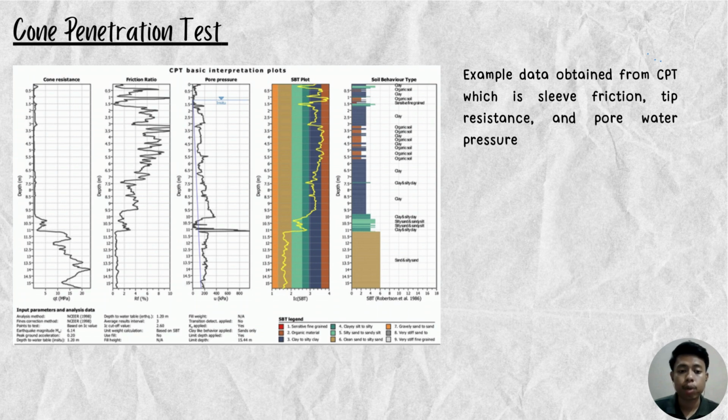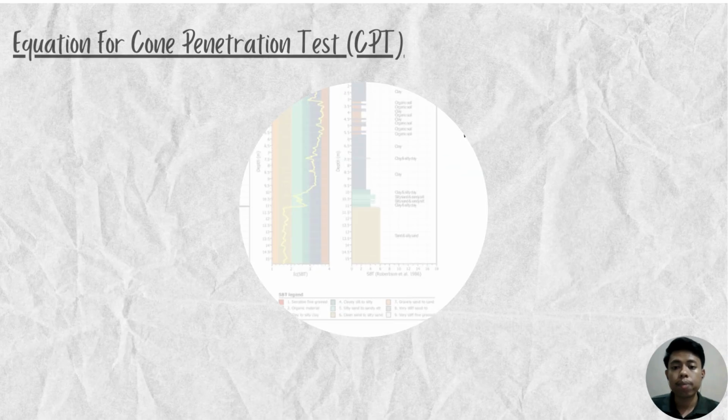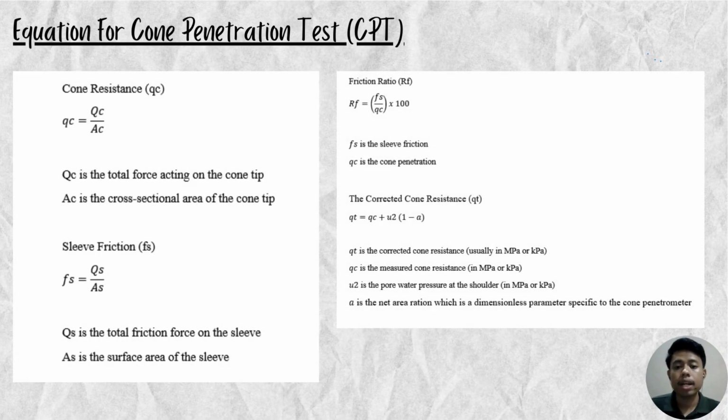So for the cone penetration test, this is one example that I got from Google. This is the example data obtained from a CPT test, which is the sleeve friction, tip resistance, and pore water pressure. So this is the equation for the cone penetration test. For cone resistance, the formula is qc divided by Ac. For sleeve friction, the formula is Qs divided by As. For the friction ratio, the formula is fs divided by qc, multiplied by 100. And last but not least, for the corrected cone resistance, the formula is qc plus u2 multiplied by 1 minus a.